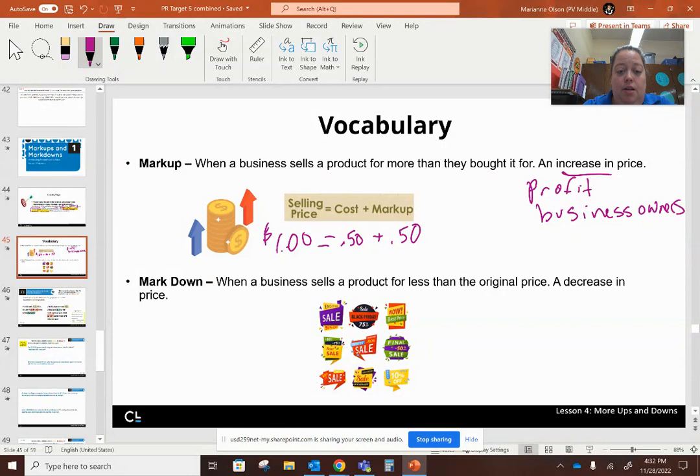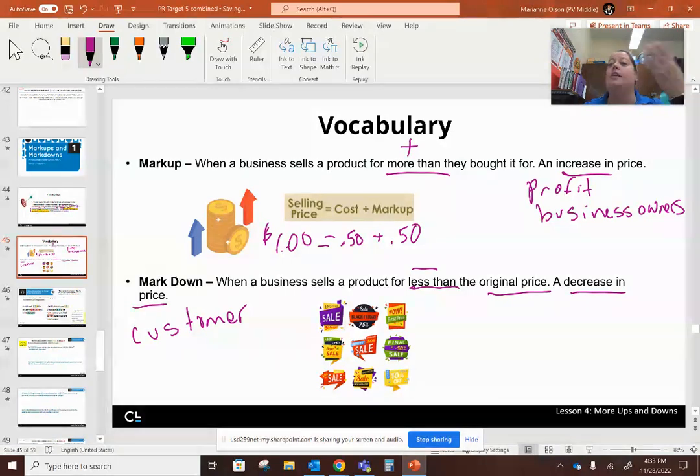Now, a markdown is when you sell a product for less. Markup is adding, so with markdown we're going to be subtracting from the original price, which is what they bought it for. So, a decrease in price. And this is more for the customer. This is where we actually see this a lot. We actually just saw a whole bunch of it this past weekend: Black Friday, Small Business Saturday. Even today was Cyber Monday.